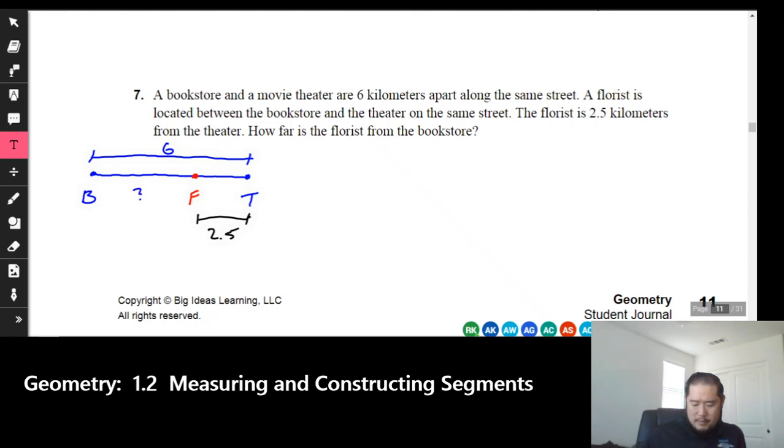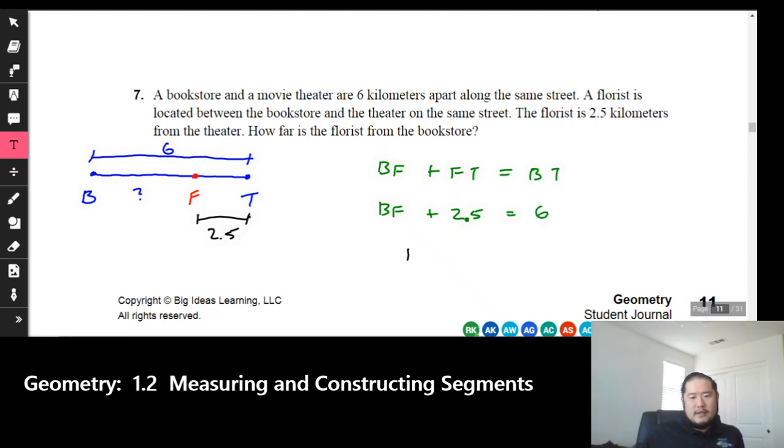That is the $1,000,000 question. And so once again, let's set things up. Bookstore to florist plus florist to theater is equal to bookstore to theater. So we'll plug things in. Bookstore to florist is unknown, but florist to theater is 2.5 kilometers, and the bookstore to the theater is 6 kilometers.